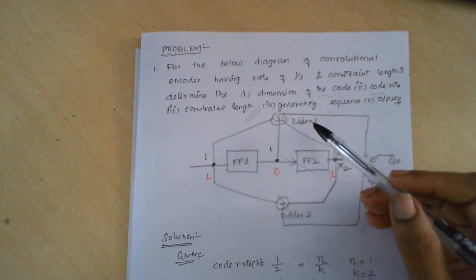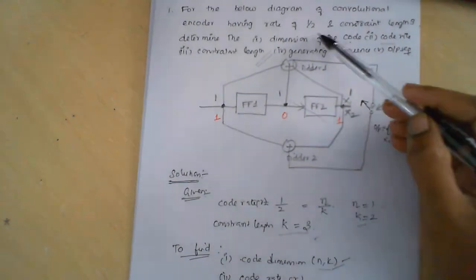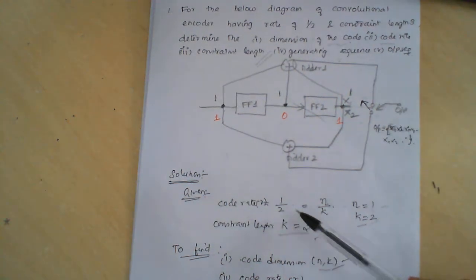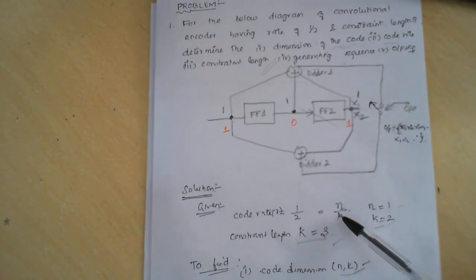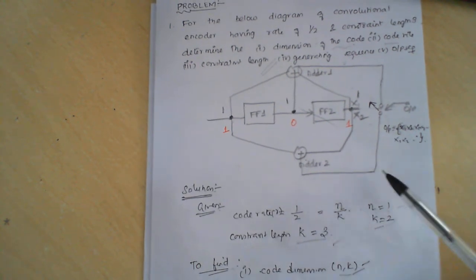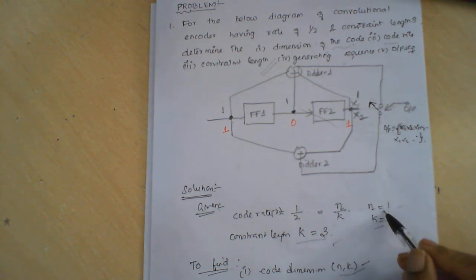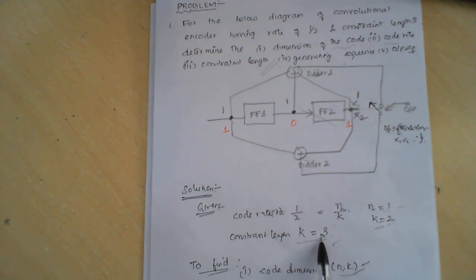For this, if you write the given case, you should write given is nothing but, they have given the code rate 1 by 2. So 1 by 2 is nothing but R, as we have specified from the base of the problem. Here R is nothing but N by K. N is nothing but the input, and K is the output. So here N is equal to 1 and K is equal to 2. And constraint length, capital K, is 3.